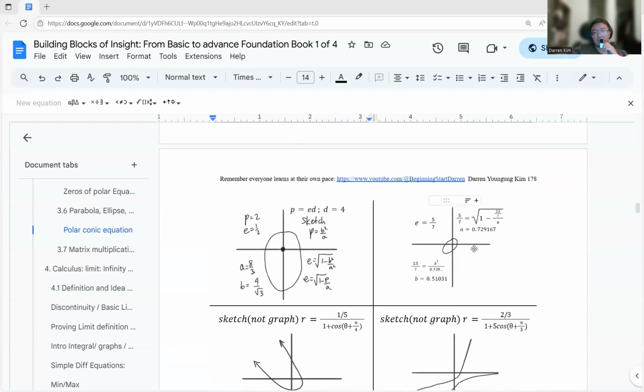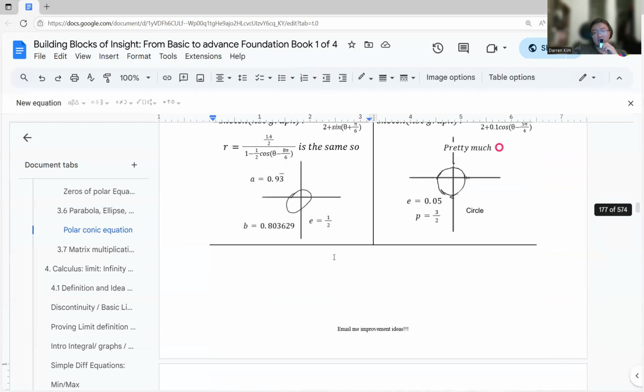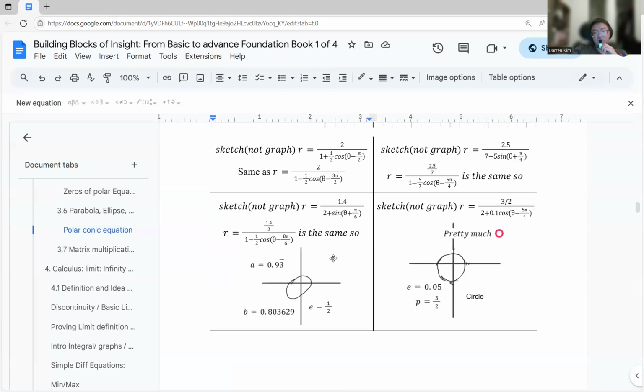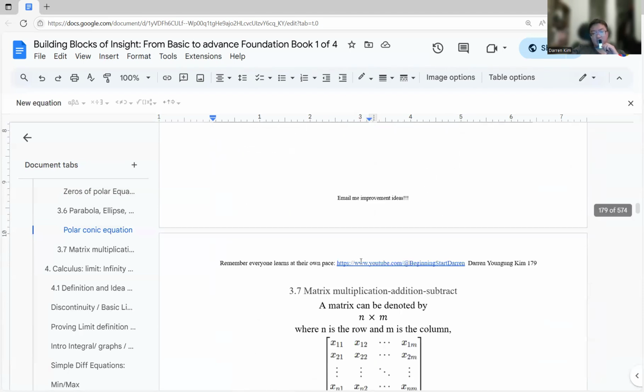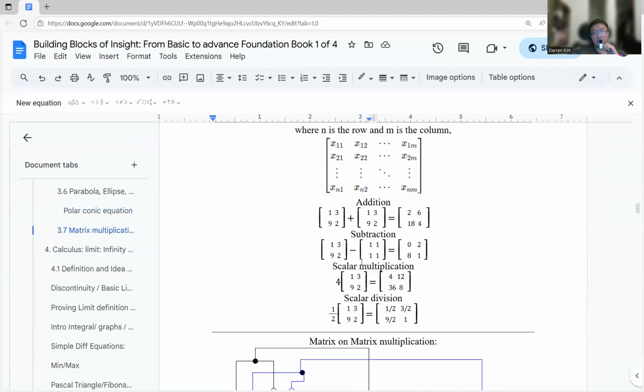And I purposely left these as sketches because I said sketches, I didn't say graph it, because it's very hard to graph these. So even if you wanted to, you can probably only get sketches by hand. At the end of the day, I think that's the best you can get.